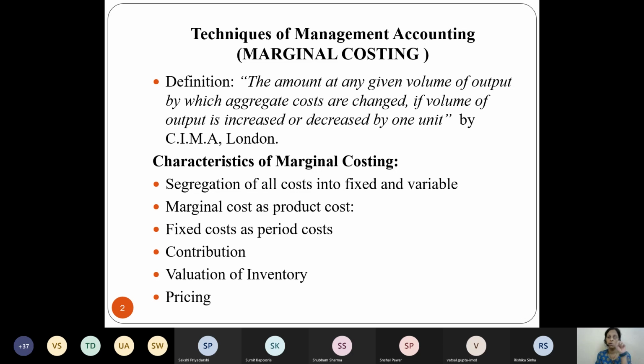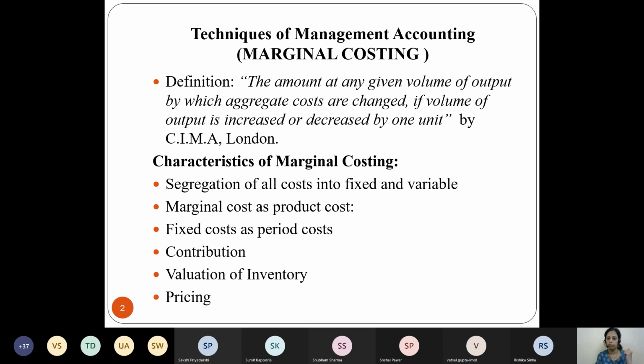What we have seen, 20% fixed, 80% variable; 10% fixed, 90% variable. So the variable part is taken together and it is called marginal cost. For decision making, we are going to use marginal cost. Marginal cost is taken as product cost and fixed cost is kept aside and it is called period cost. It is fixed for that particular period.